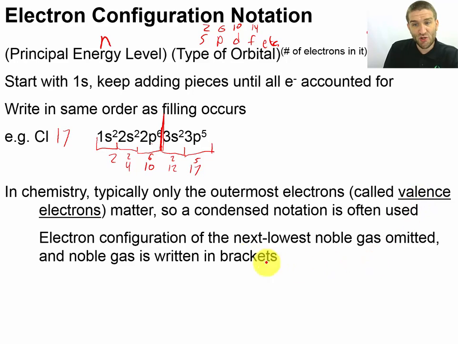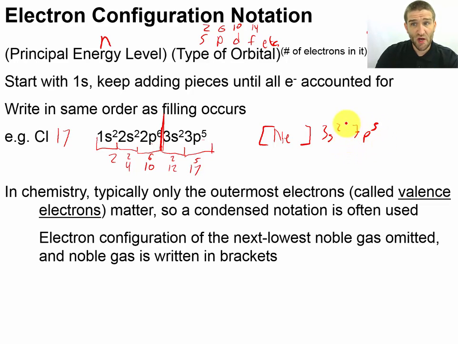Now, with that, we're going to actually write the next lowest noble gas in brackets. You heard me do that verbally up here a little bit. So for example, up here for chlorine, I could go ahead and say, let's see, my previous noble gas was neon. So I'm going to go ahead and write neon in brackets. Then I'm going to write everything that happened after my last one was filled. So it'll be 3s2, 3p5.